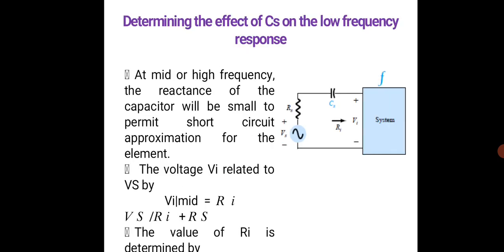So what would be the effect of CS on the low frequency response? At the mid or high frequency, the reactance of the capacitor will be small enough to permit a short circuit approximation for the element. So the voltage Vi, that is at the system, you can see there is a voltage Vi, which can be related to the source voltage Vs by Vi equals Vs times Ri divided by Ri plus Rs. So the value of the input resistance, that is your Ri, also can be determined.